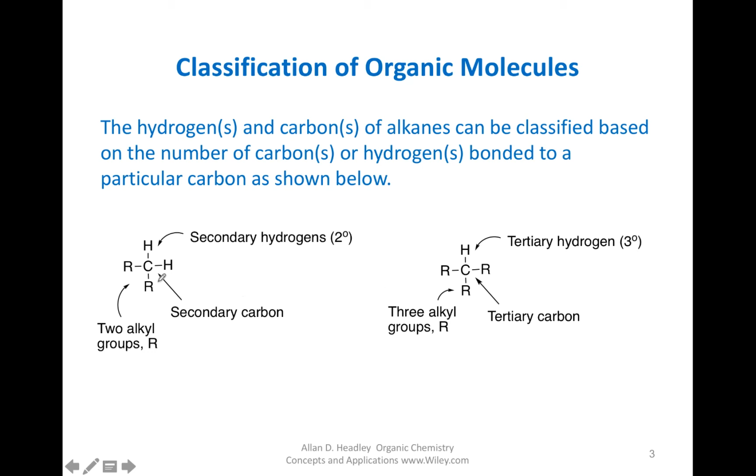As you can imagine, here is a carbon that has 2 carbon-containing alkyl groups, so therefore it's a secondary carbon. And the hydrogens that are bonded to a secondary carbon are called secondary hydrogens. And lastly, here's a carbon that's bonded to 3 alkyl groups, and that carbon is called a tertiary carbon. And since there are 4 bonds to a carbon of an alkane, the hydrogen that's bonded is called a tertiary hydrogen. So this gives you the classification of alkanes.